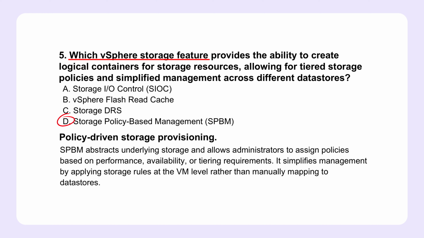SPBM essentially lets you define storage requirements as policies. Things like performance level, availability level, maybe specific features like replication. Then you just assign the policy to the VM. vSphere figures out which compatible datastores can meet that policy. It abstracts the underlying physical storage, making it way easier to manage and ensure VMs get the right storage service level. So you manage based on needs, not specific hardware locations. That sounds much simpler. It really simplifies things, especially at scale.